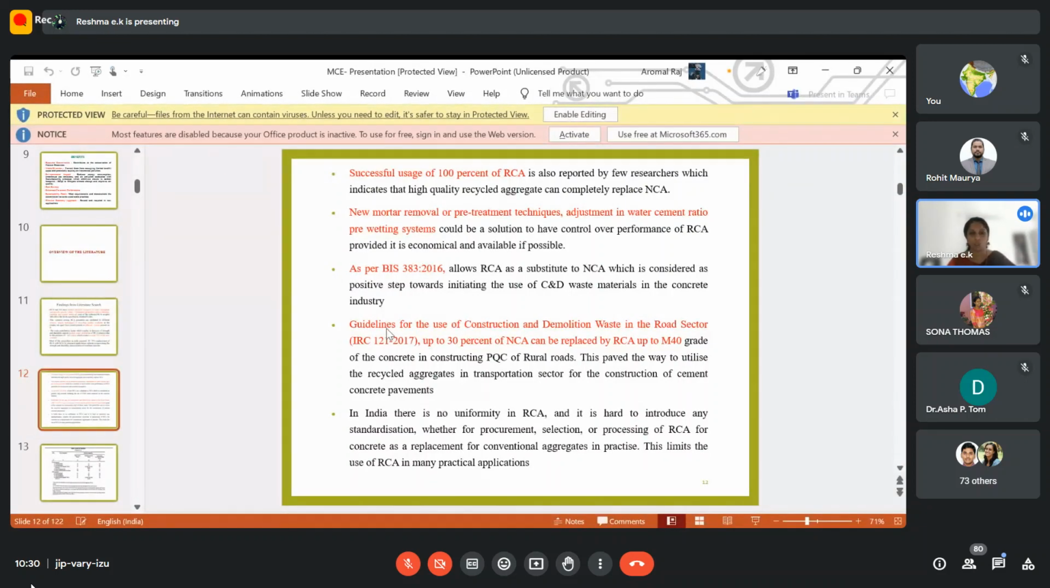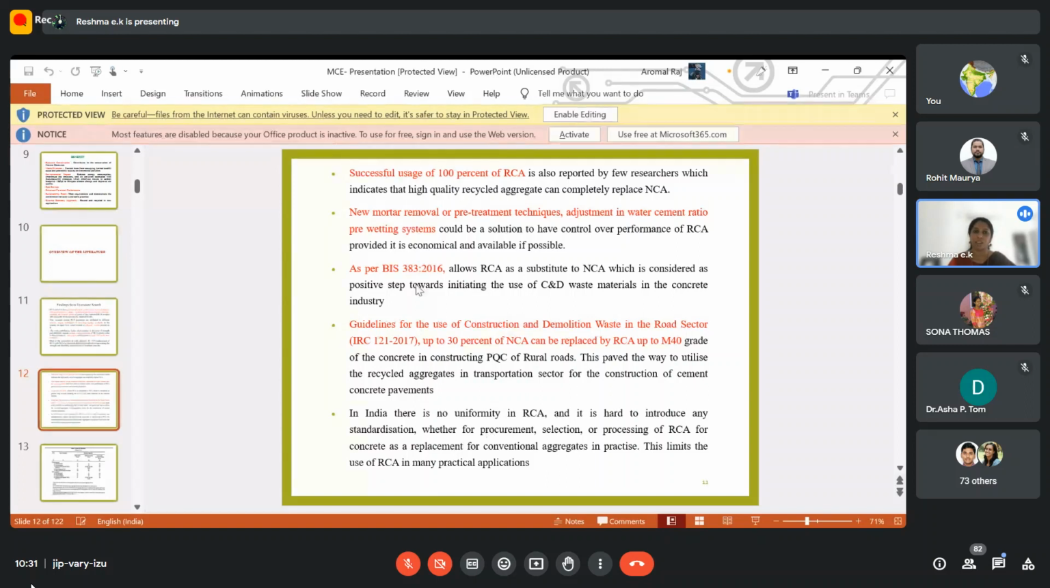And for anything to get into the field, we need some codal provisions, because whenever we go for a mix design using recycled concrete aggregate, we don't know how to do the mix design. So mix design guidelines are very, very important: when we use a new material, how to use it, how much to use, what should be the water cement ratio, what should be the superplasticizer amount, and what other admixtures have to be added, and what kind. There are many superplasticizers available, and which will suit RCA best? There are many things which have to be studied.